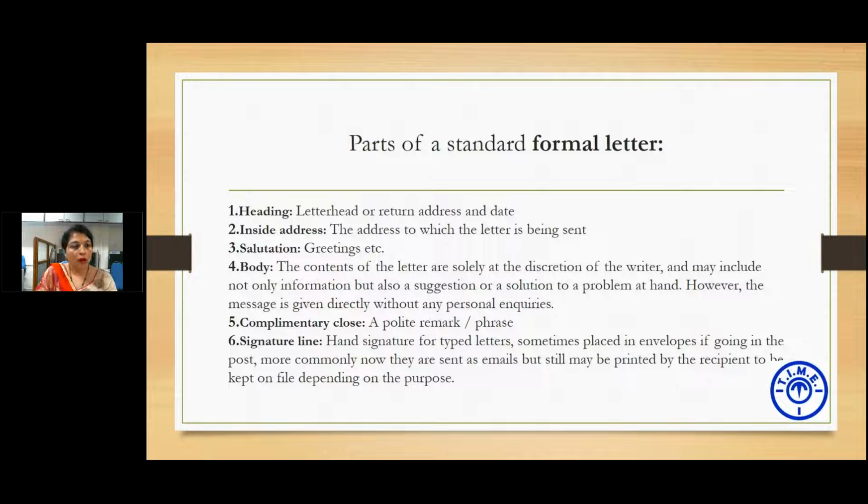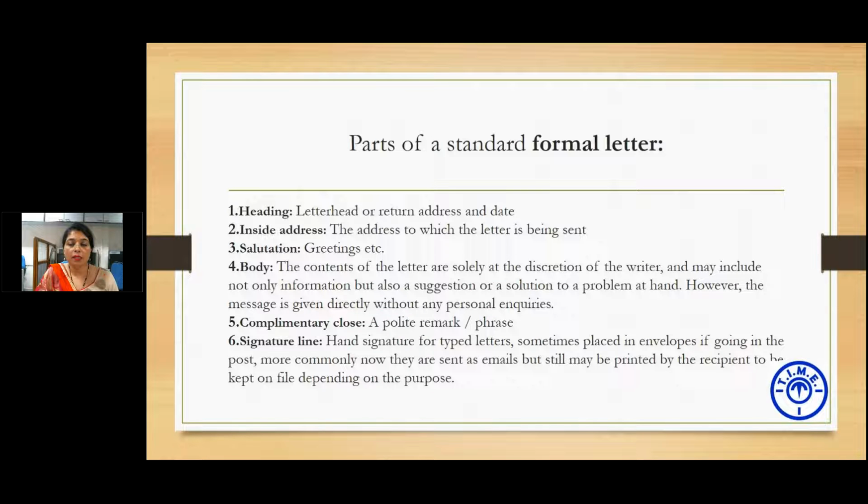After this, we come to the complimentary close. The complimentary close is a polite remark or a phrase or a group of words which ends the letter before the signature line. Signature line, as the word suggests, is a handwritten signature for typed letters. That means you sign in ink, and then later on comes your name in brackets.